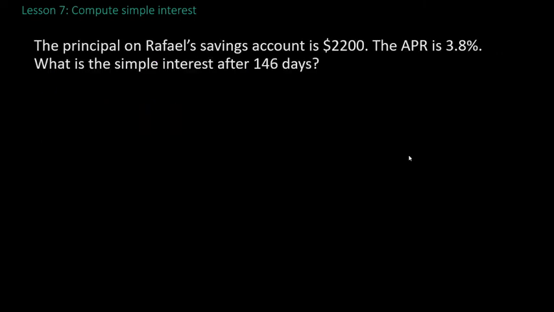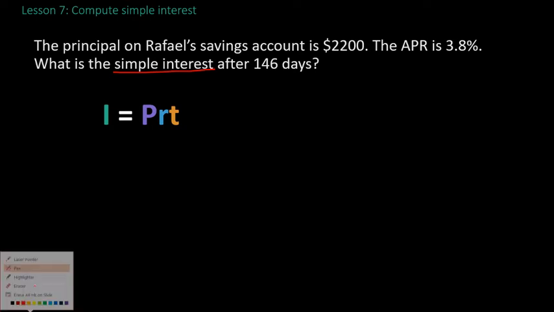Let's look at another example. The principal on Raphael's savings account is $2,200. The APR is 3.8%. What is the simple interest after 146 days? So once again, I can see that they're asking me to find simple interest. That's my cue to grab the simple interest formula. Let's start identifying our pieces of the formula.